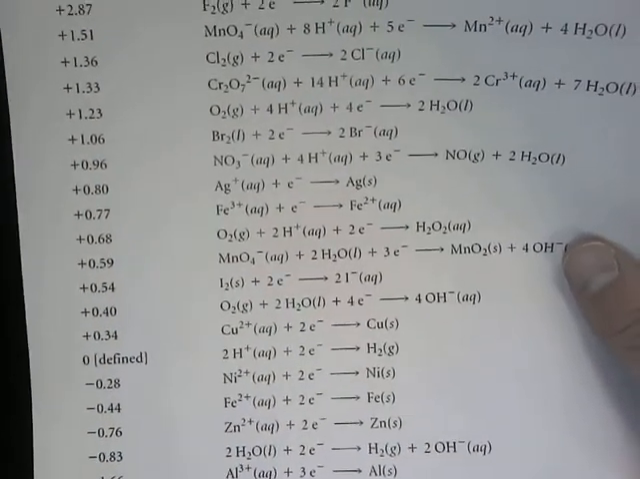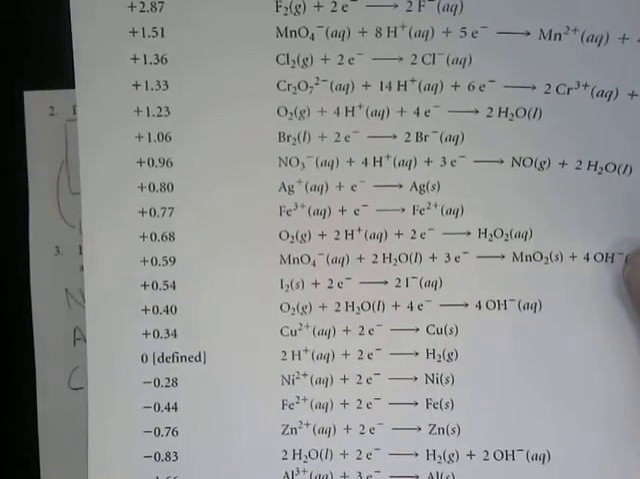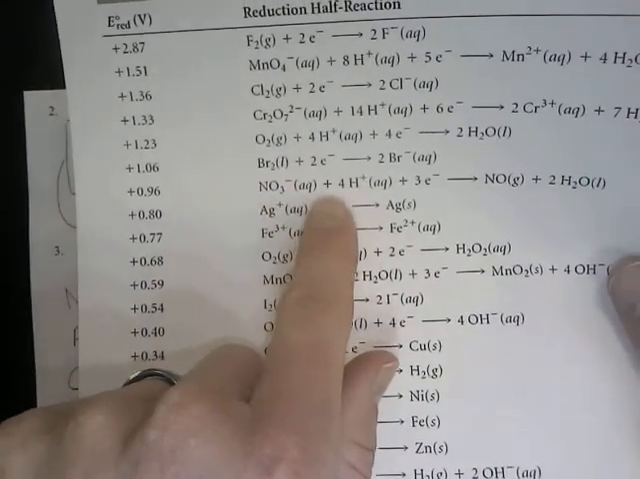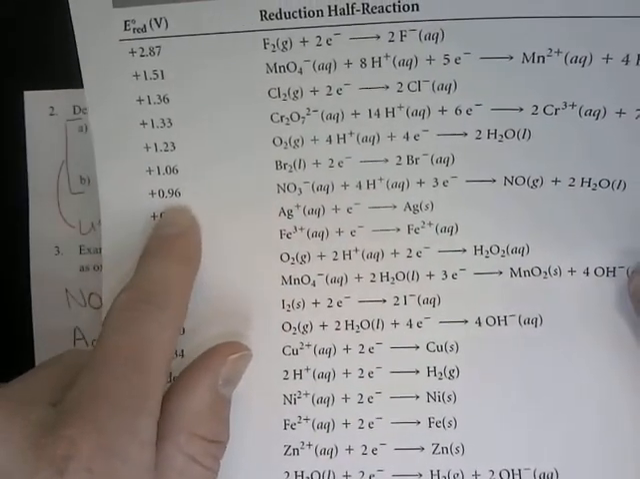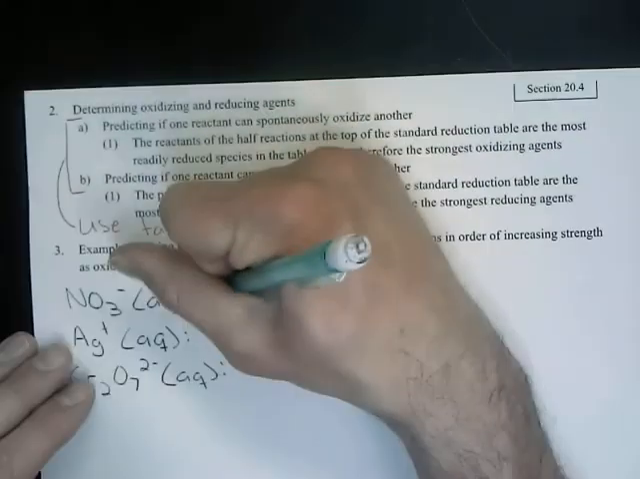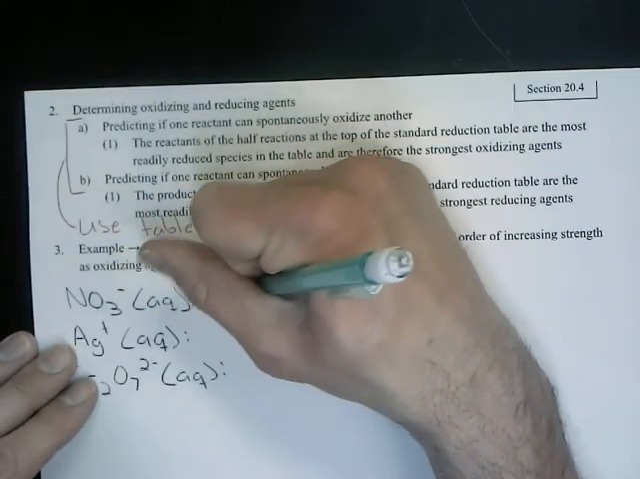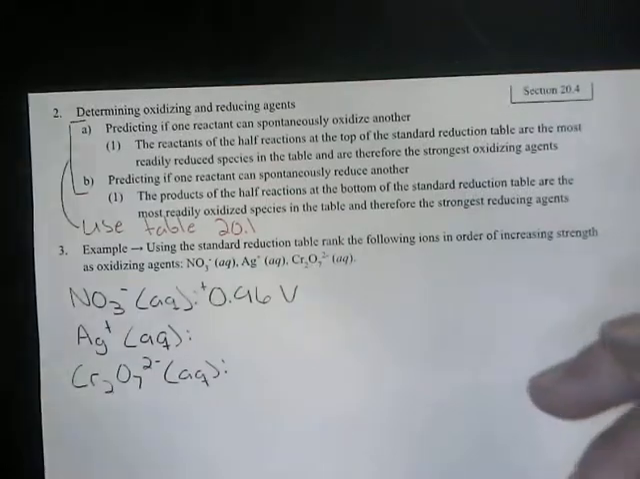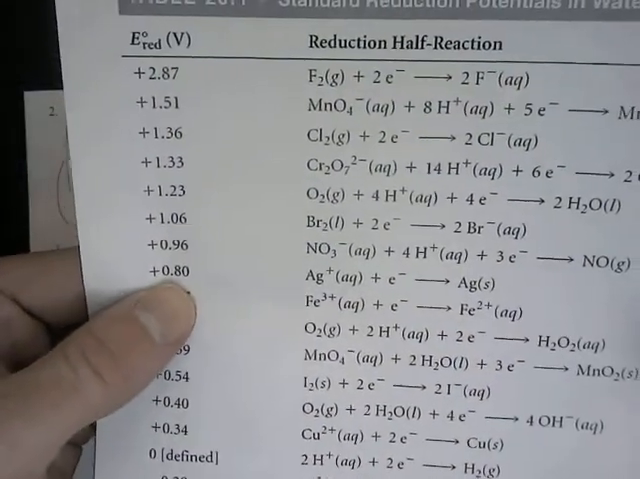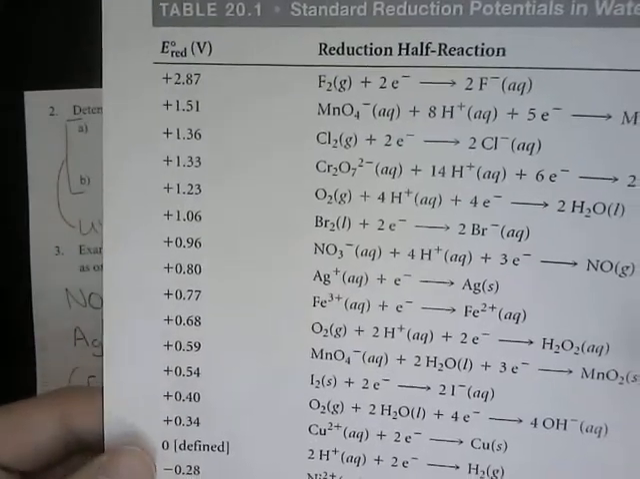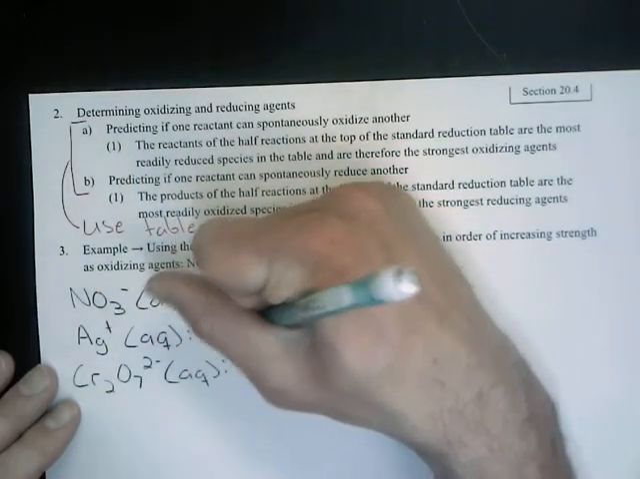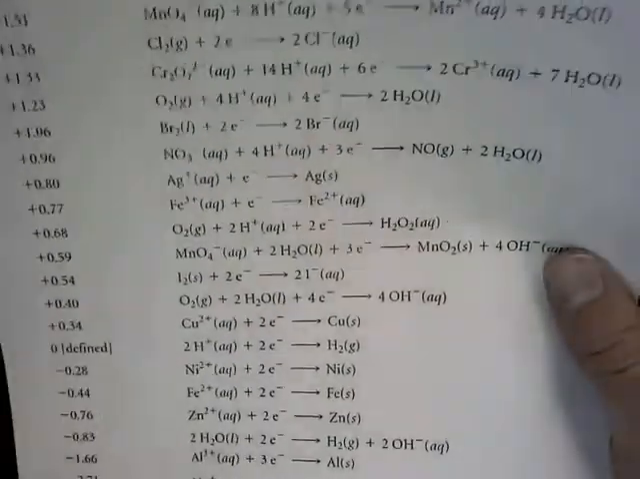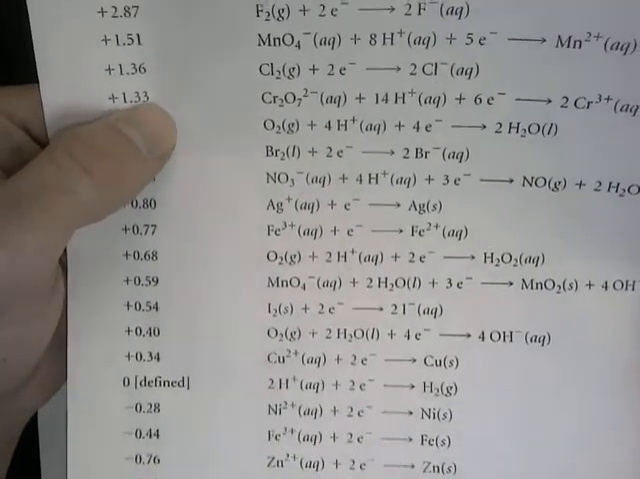On this particular chart, I find NO3 minus. We see here it has a value of positive 0.96. I turn my table again. I find silver has a value of positive 0.80 volts. And then I turn to my dichromate. My dichromate has a value of 1.33 volts.